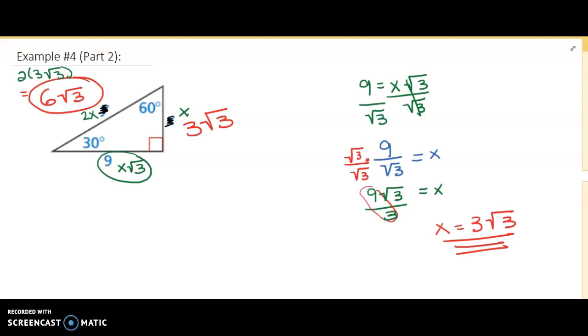All right, so you'd label each side x, x square root of 3, and 2x. In order to solve for x, you'd set 9 equal to x square root of 3, which I did over here, showed my work, and I got x equals 3 square root of 3. I'm guessing most of you will make your mistake here, if you make a mistake. Now if I plug in 3 square root of 3 for every x, this side is 3 square root of 3. This side is 2 times that, which is 6 square root of 3.